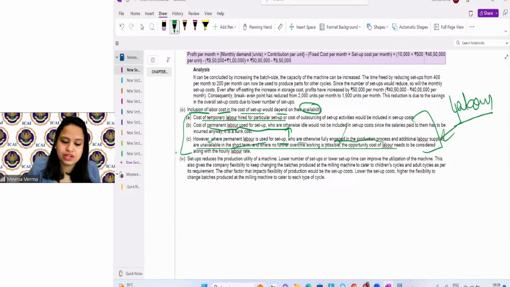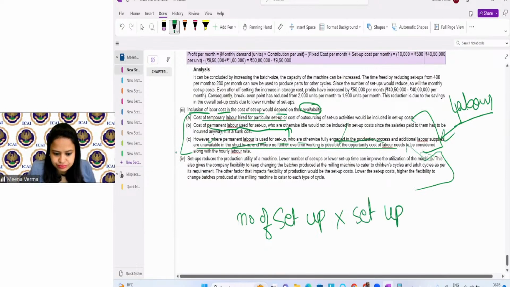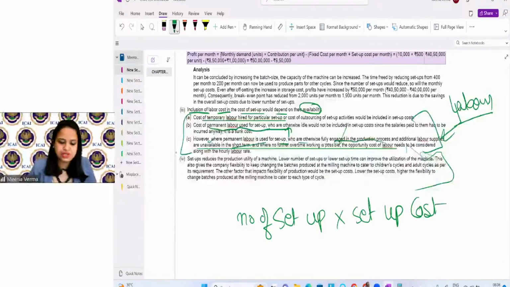Whatever the efforts of the labor is used here will be considered here. Okay. Now the next question was related to what? How the number of setup and setup cost will impact what? This was the question.